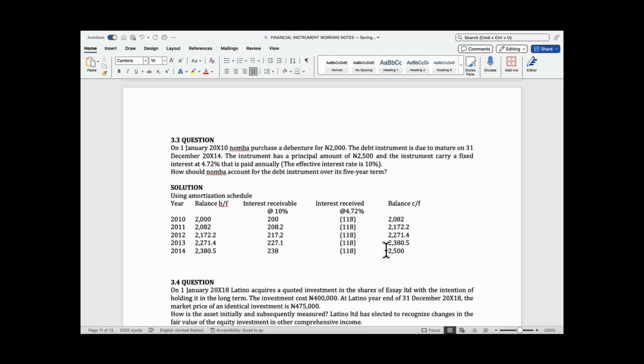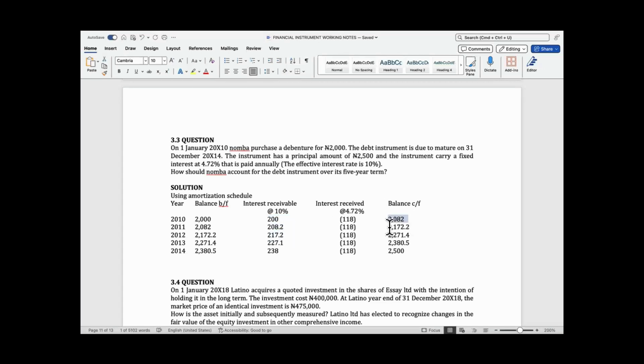Okay, so this is the same thing as the maturity amount or the principal amount in this case. And like I've taught you, what goes to P&L in each of the years as investment income will be this interest receivable, because it is this one that encompasses both the interest and the premium. The interest receivable, that's what will go to P or L, these figures here.